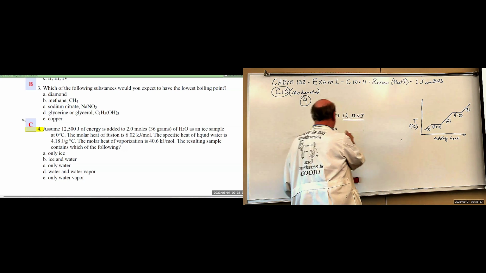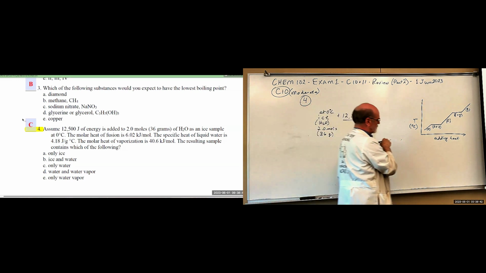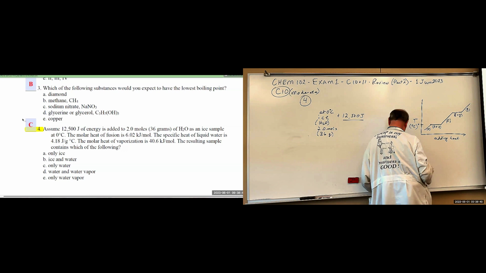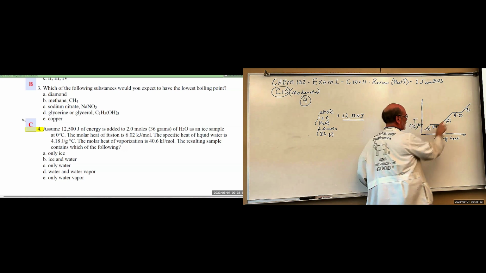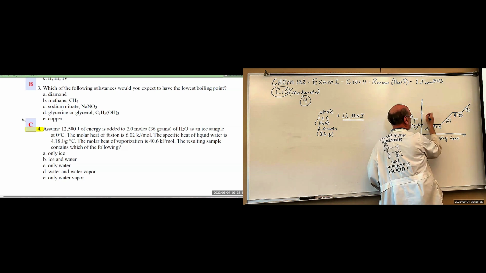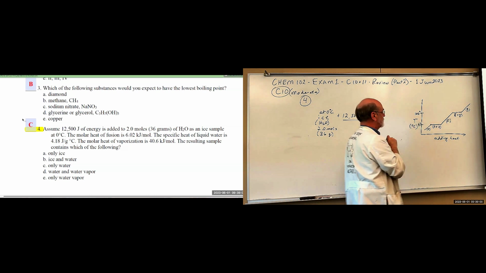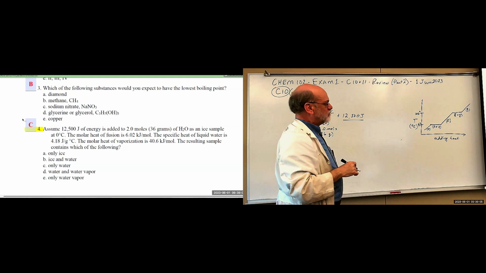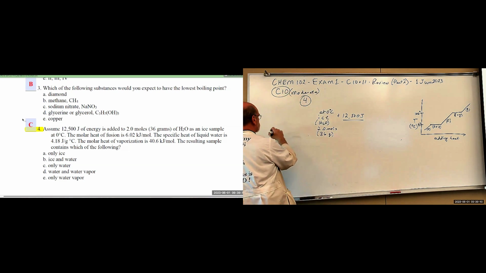Okay, so where are we starting here? This is at 0 degrees, solid only. So at 0 degrees, we're right here. Like this is 0. This is 0 degrees. And this is 100 degrees. Okay. All right. Sometimes pictures help. The molar heat of fusion is 6.02.